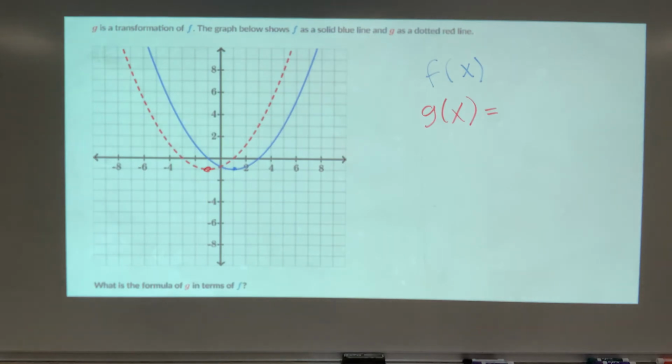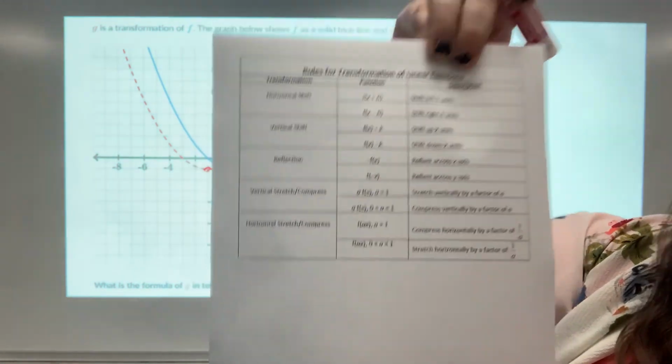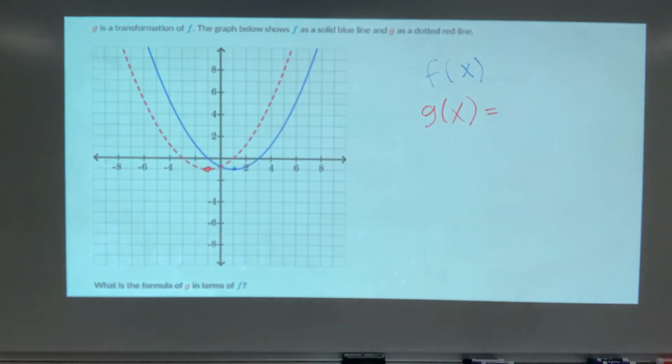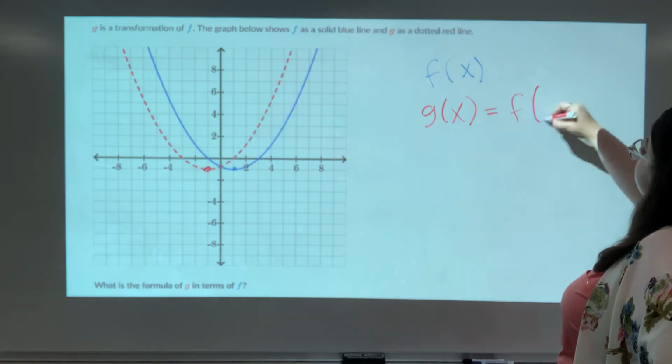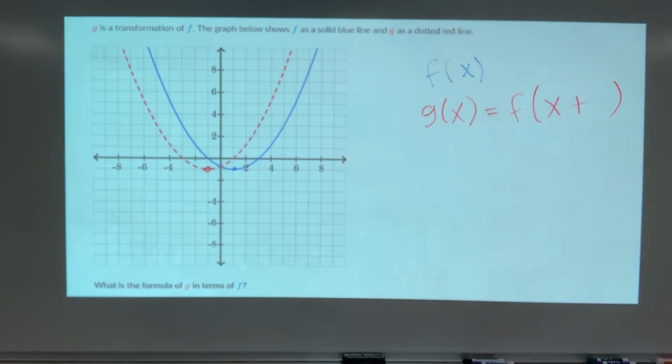So what would that look like? I can go back to my rule sheet. I'm not going to switch it over, but again, this is a printout of it. You can look at the PowerPoint. A horizontal shift to the left means that I would have x plus something, all right? And that plus something is how many units? We said that we're moving 2 units. So I'm going to say f of x plus 2. All right? So that was that one.